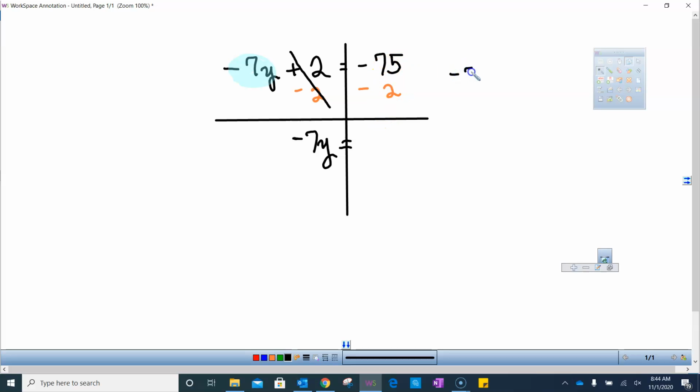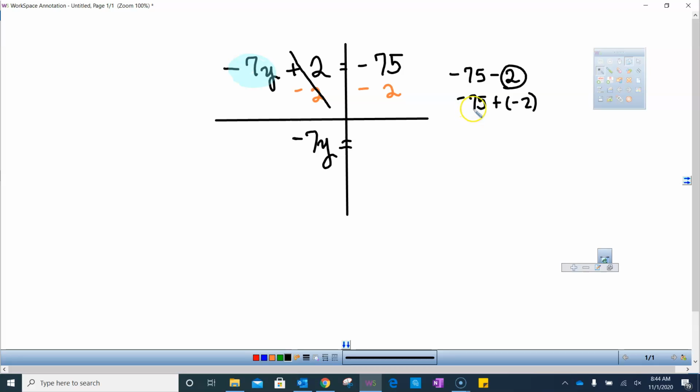On this side, I'm going to write it horizontally off to the side so I can see what I'm dealing with. I have negative 75 minus 2. I'm going to KCO: keep negative 75, change subtract to add, and then take the opposite of 2, which is negative 2. So subtracting 2 is the same as adding negative 2.